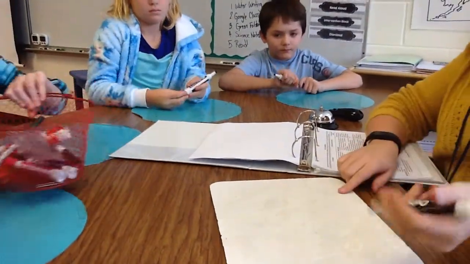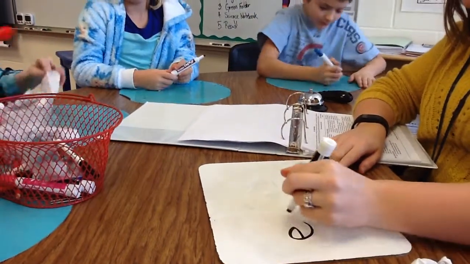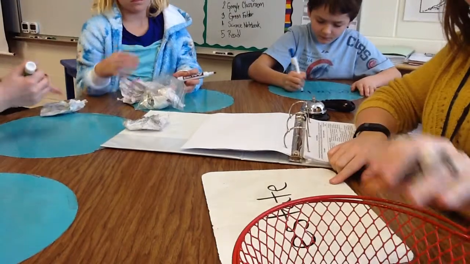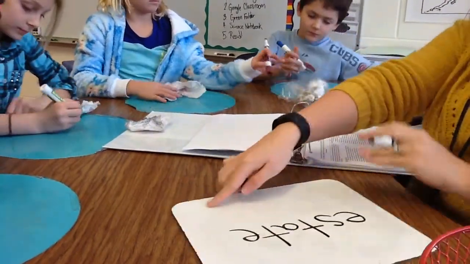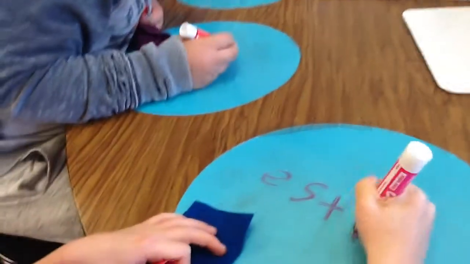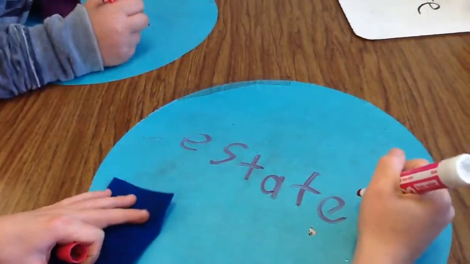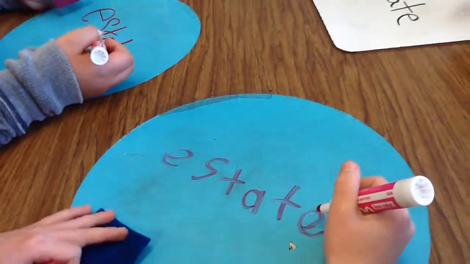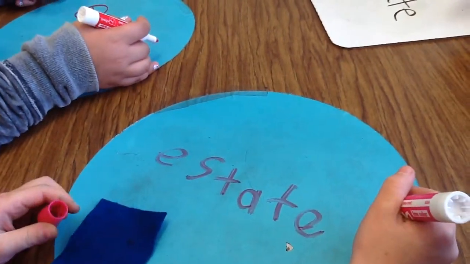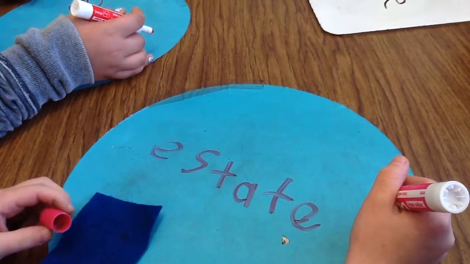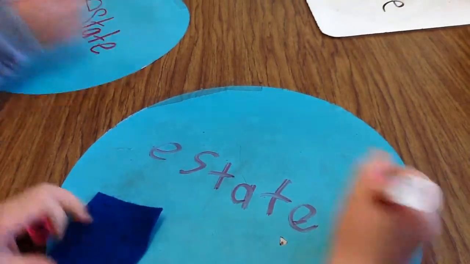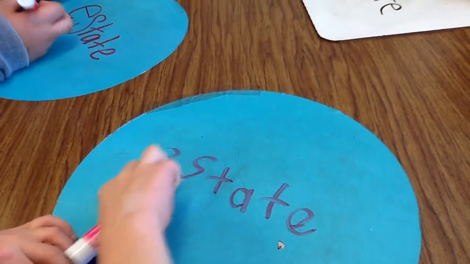Alright, our first word together is estate. E-S-T-A-T-E. Let's do this together. Let's look at prefixes and suffixes. I don't really see any, so we'll get started.